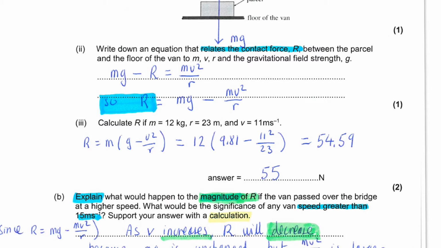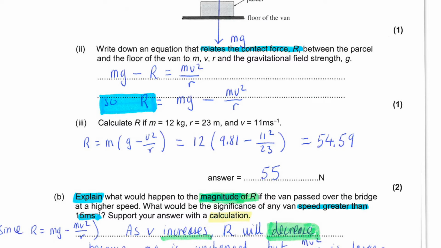for centripetal force. Now you might feel tempted to stop at this point, but the mark scheme does carry on, and the clue for that is that you've been asked to relate the contact force R to the other variables. So this suggests that you should rearrange your equation so that R is the subject as shown.